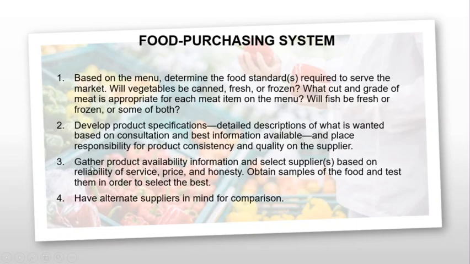Okay. And then, the next step is gather product availability information and select supplier based on reliability of service, price and honesty. Okay? So, bila you dah tahu product specification macam mana yang you nak, katakanlah you tadi you nak telur kan, you nak telur grade A, telur ayam bandar. Okay, grade A. So, you dapatkan maklumat tu dan you cari supplier yang boleh supplykan you telur grade A. A very good grade A.